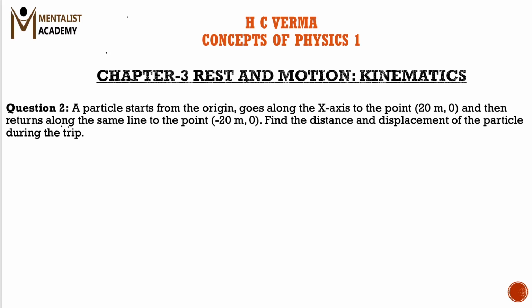We are doing question number 2 from H.C. Verma book Concepts of Physics 1 from chapter number 3, Kinematics. According to the question, a particle starts from origin, goes along the x-axis to the point 20, 0.